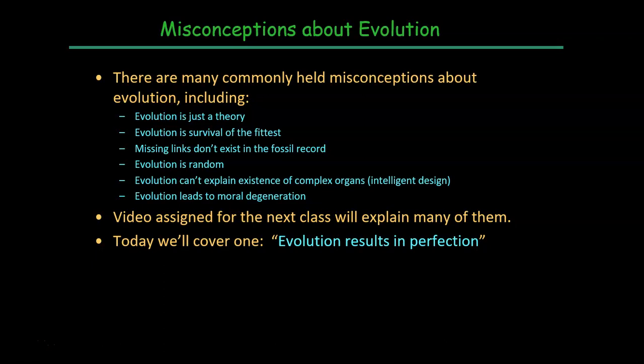So there is a component of randomness to evolution, but natural selection and non-random mating are very much not random processes. Those are interactions between an organism and its environment. Sometimes that environment is its general environment, and sometimes it's a potential mate, and that would be the non-random mating component there. Okay, so evolution does have a random component, but a lot of it is not random at all. Okay, another common misconception is that evolution can't explain the existence of complex organs.